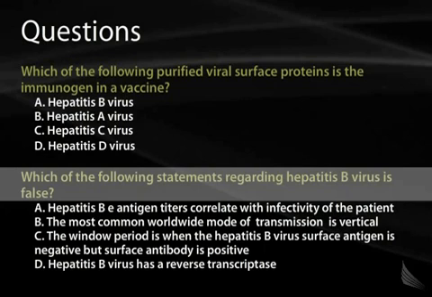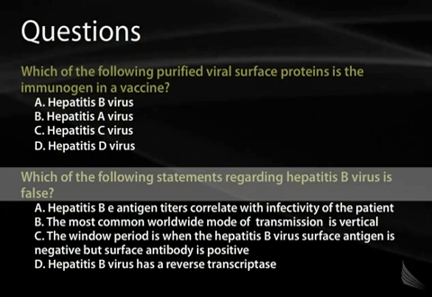Next question. Which of the following statements regarding hepatitis B virus is false? A. Hepatitis B e antigen titers correlate with infectivity of the patient. B. The most common worldwide mode of transmission is vertical. C. The window period is when the hepatitis B virus surface antigen is negative, but the surface antibody is positive. Or D. The hepatitis B virus has a reverse transcriptase.